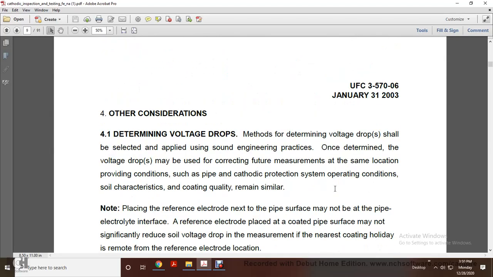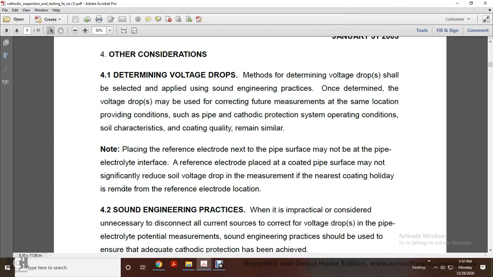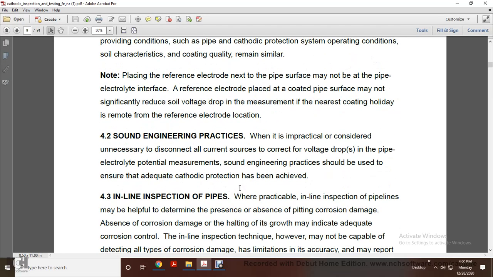4. Other considerations. 4.1. Determine voltage drop. The method for determining voltage drop should be selected and applied using sound engineering practices. Other methods of determining voltage drop may be used with correct future measurements at the same location, providing conditions such as pipe, cathodic protection operation, soil characteristics, soil quality, and coating quality remain similar. Placing a reference electrode next to the pipe surface may not be at the pipe-electrolyte interface. A reference electrode placed on a coated pipe surface may not significantly reduce soil voltage drop in the measurement if the nearest coating holiday is remote from the reference electrode location.